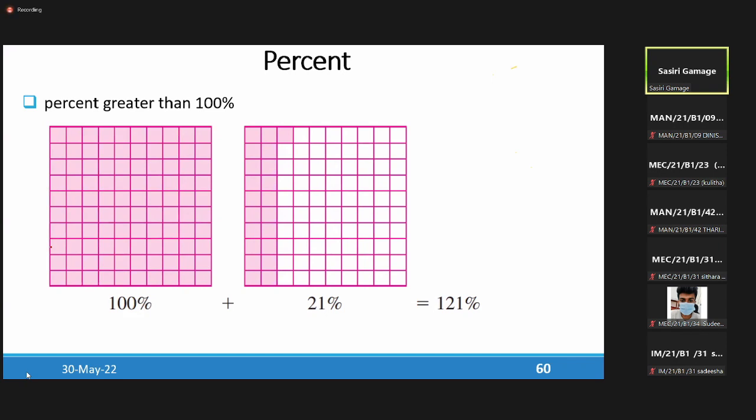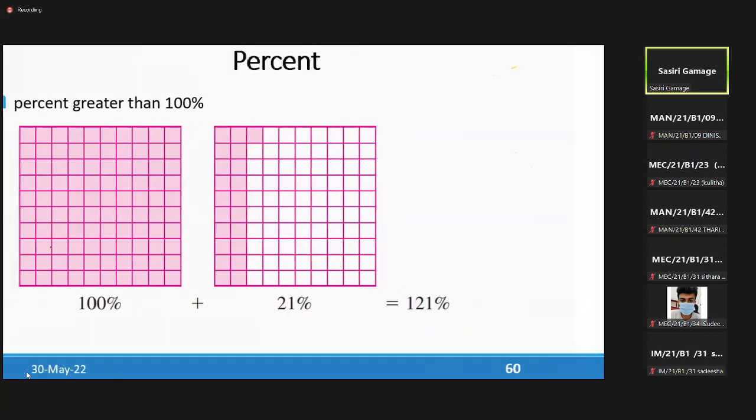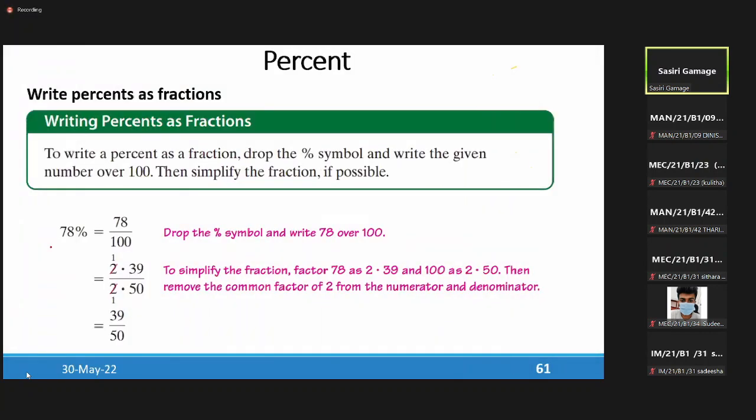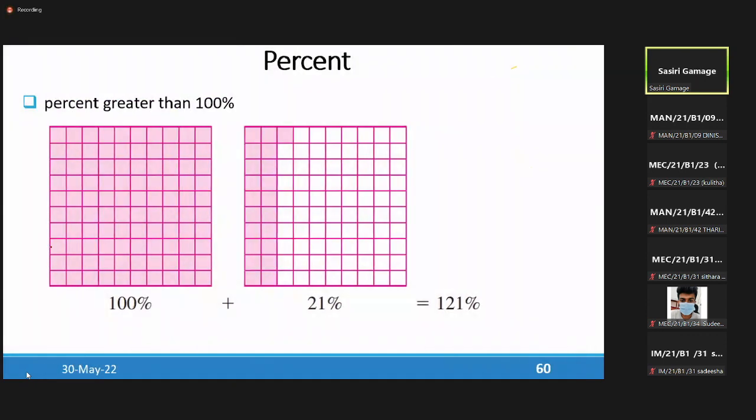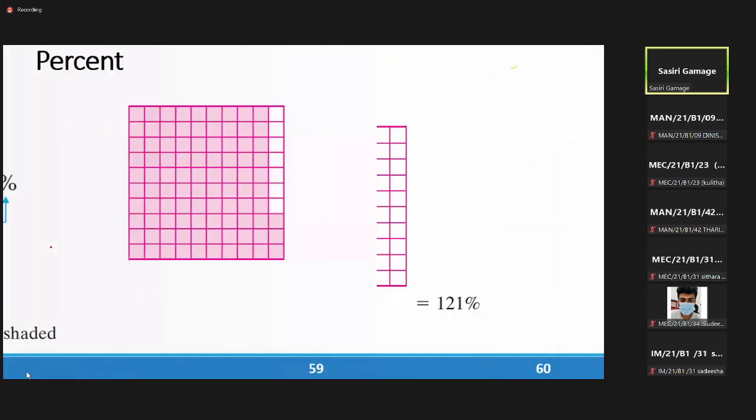Okay, you will get the idea much clearer with the coming slides. Is the idea clear? Okay.